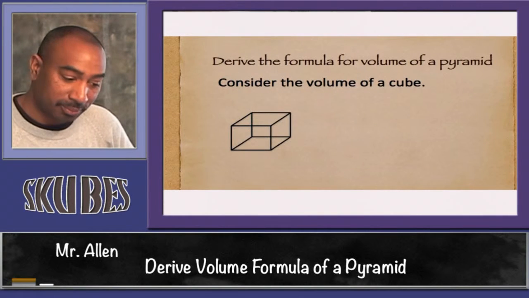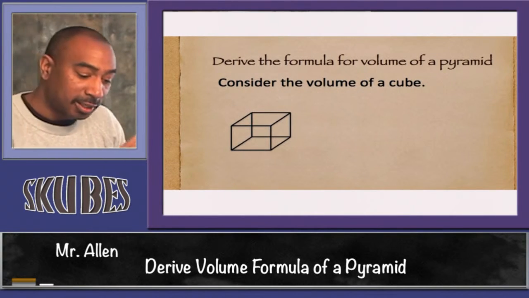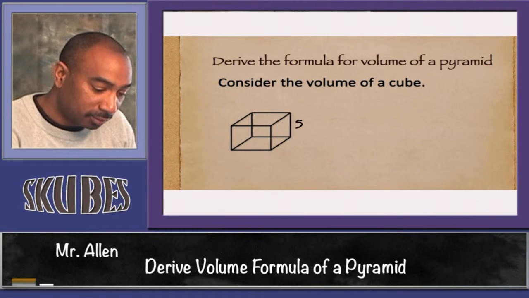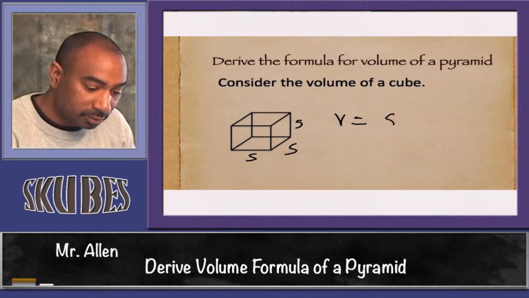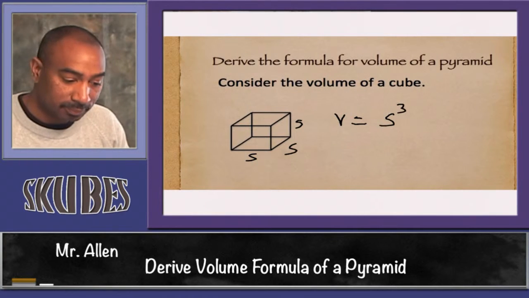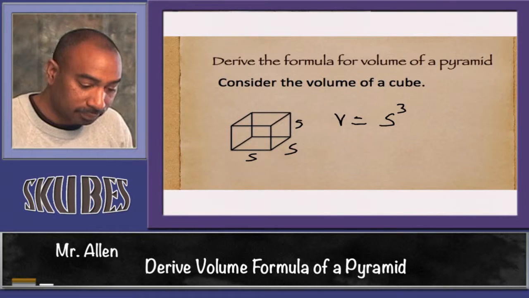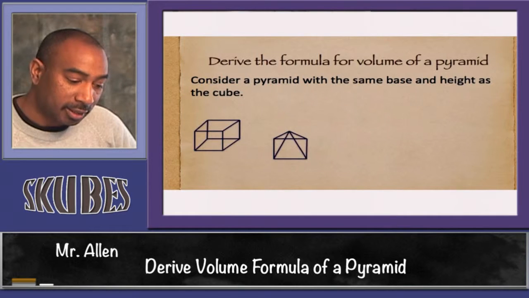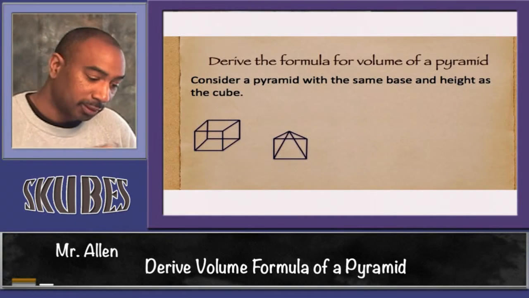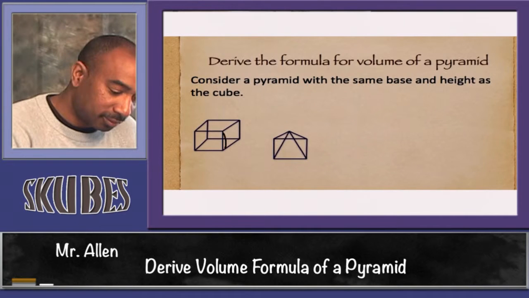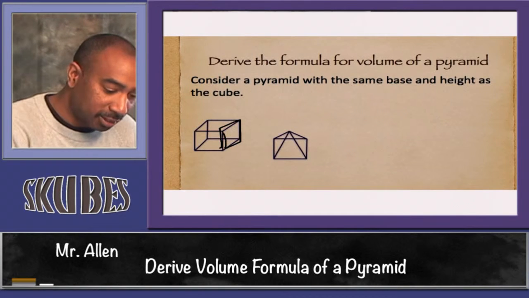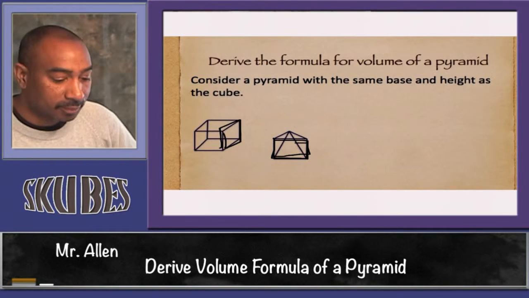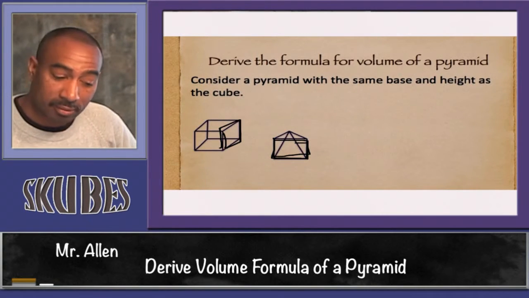Consider the volume of a cube. Remember, in a cube, the sides are all the same length. So the volume is the side cubed. Consider a pyramid with the same base and height as the cube. So let's say these are the same length and width.